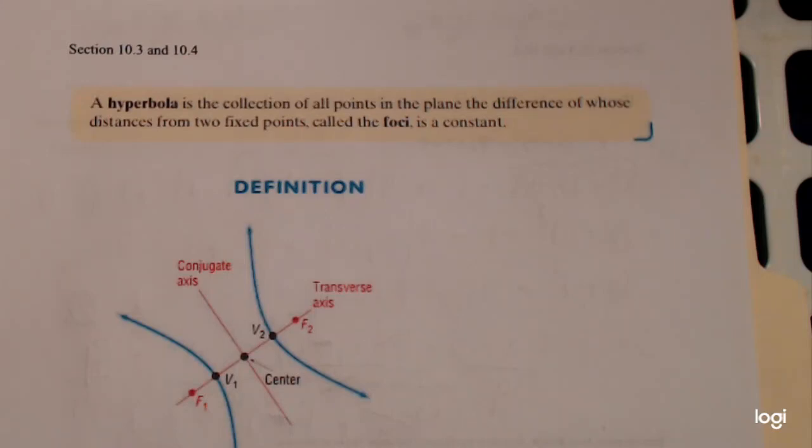Okay, so now we're going to do section 10.4. Now 10.4 has to do with a hyperbola. So the hyperbola is another conic section. So we've got circles, that's a conic section. We've got ellipses, that's a conic section. And we've got hyperbolas, that's a conic section.